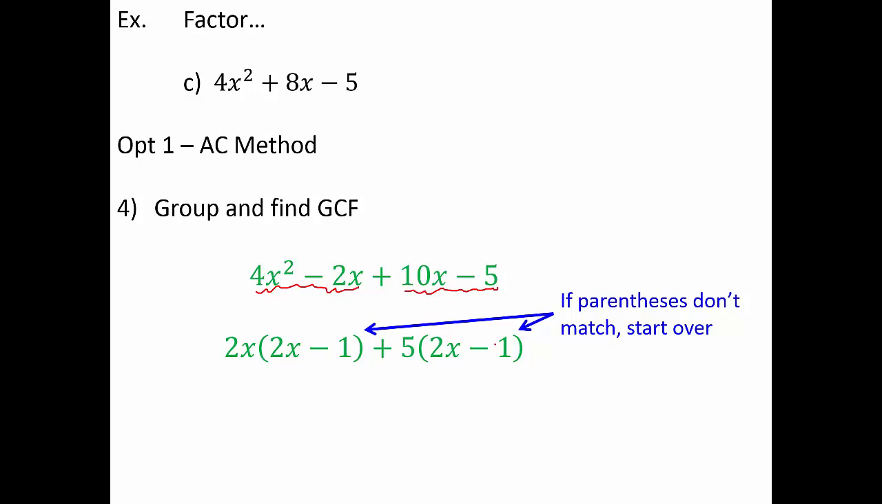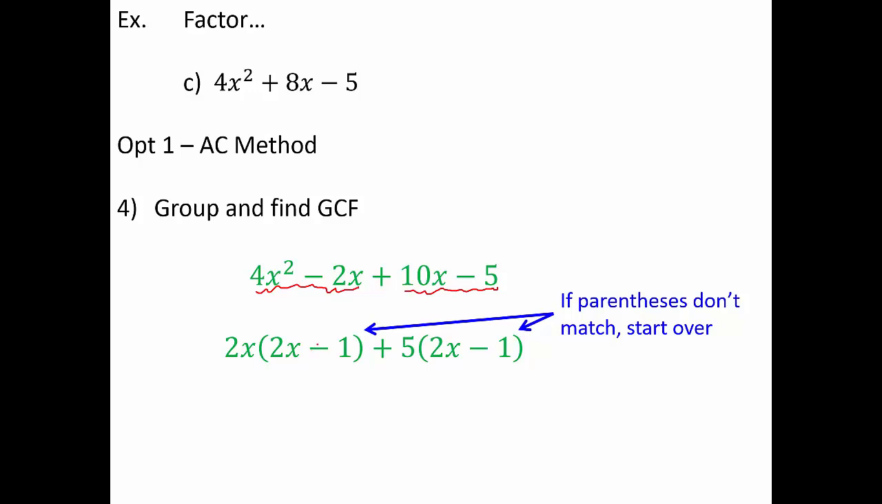If I don't have the same thing inside the parentheses, that means I picked the wrong numbers on that previous step, the factors of AC that add up to B, or I simply made an error factoring out the GCF on this step. But I made an error somewhere. I should have the same thing inside the parentheses. Close is not the same. It's either exactly the same or it's wrong.